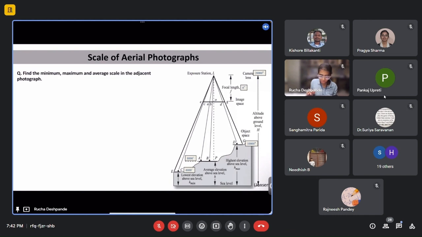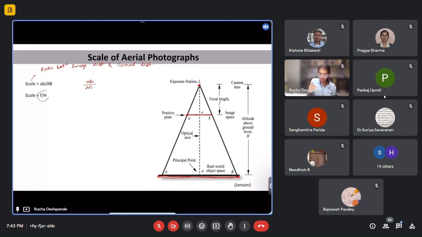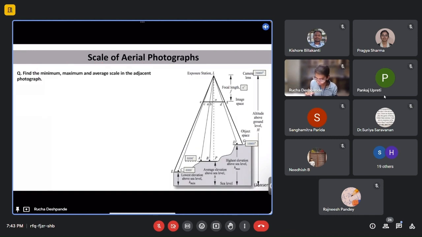Yeah, so let's solve this problem. Find the minimum, maximum, and average scale in this aerial photograph. So this is the average elevation, this is the lowest elevation, and this is the highest elevation. As we saw in the previous figure, the scale will change based on the elevation of the exposure station, or it will change based on the relative distance between the exposure station and the point on the ground. So if the points on the ground are at different elevations, then the scale at each point will be different.